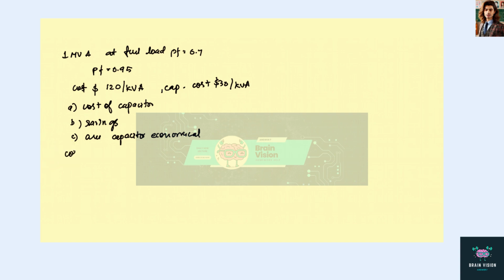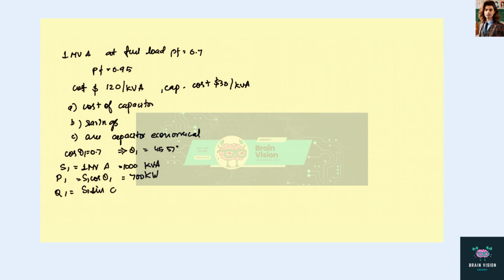Cos theta 1 equals 0.7. From here the theta 1 value equals 45.57 degrees. S1 equals 1 megavolt ampere, that is 1000 kilovolt ampere, and P1 equals S1 cos theta 1, which equals 700 kilowatt, and Q1 equals S1 sin theta 1, which equals 714.14 kVAR.